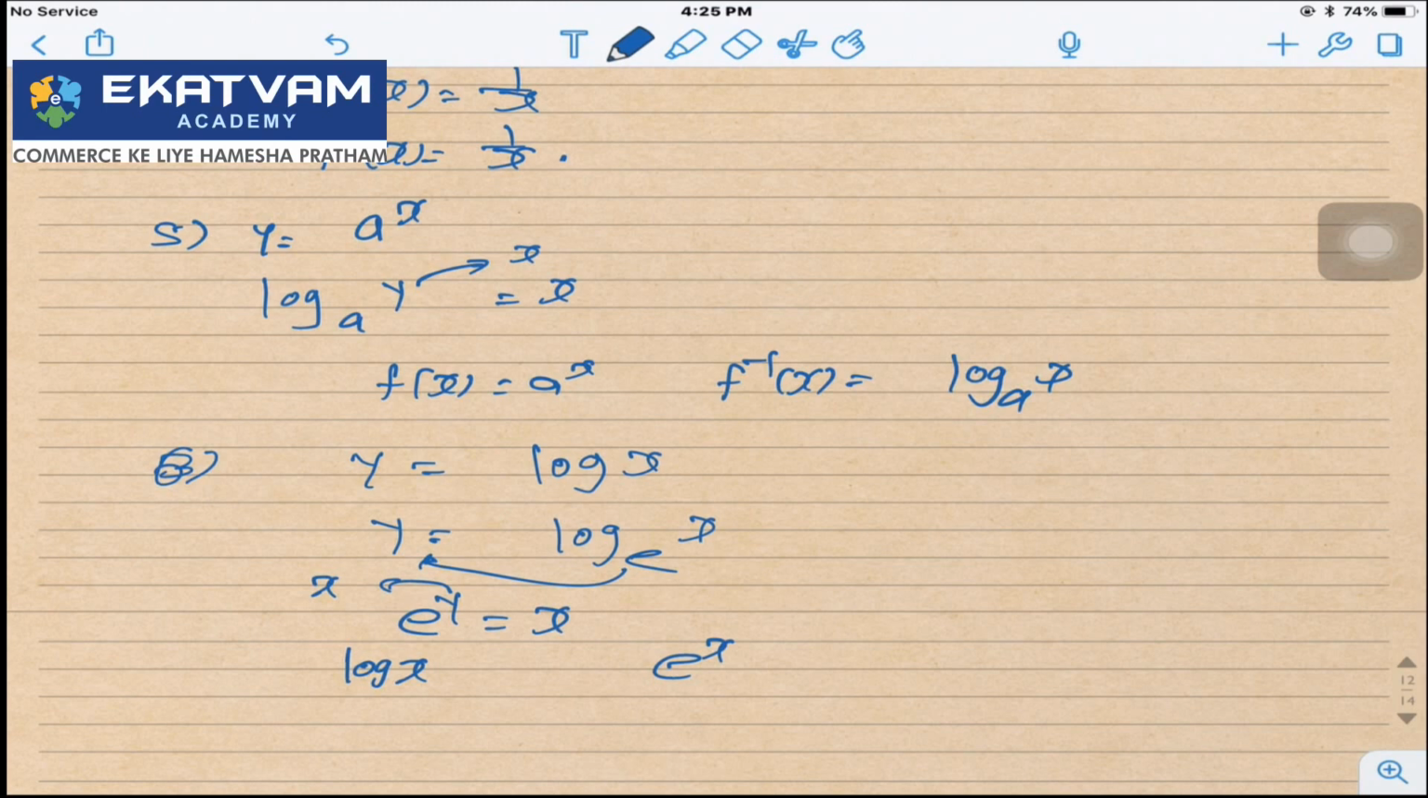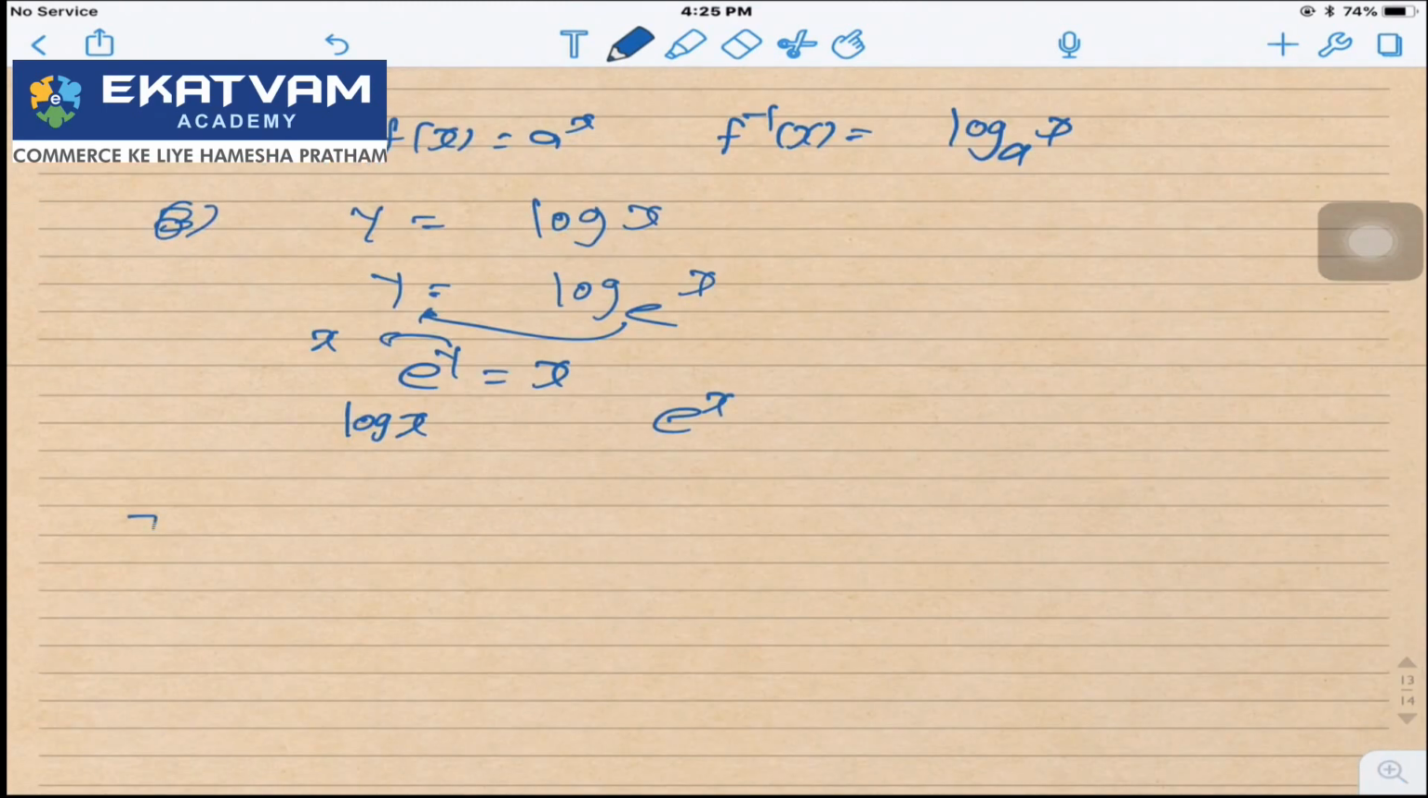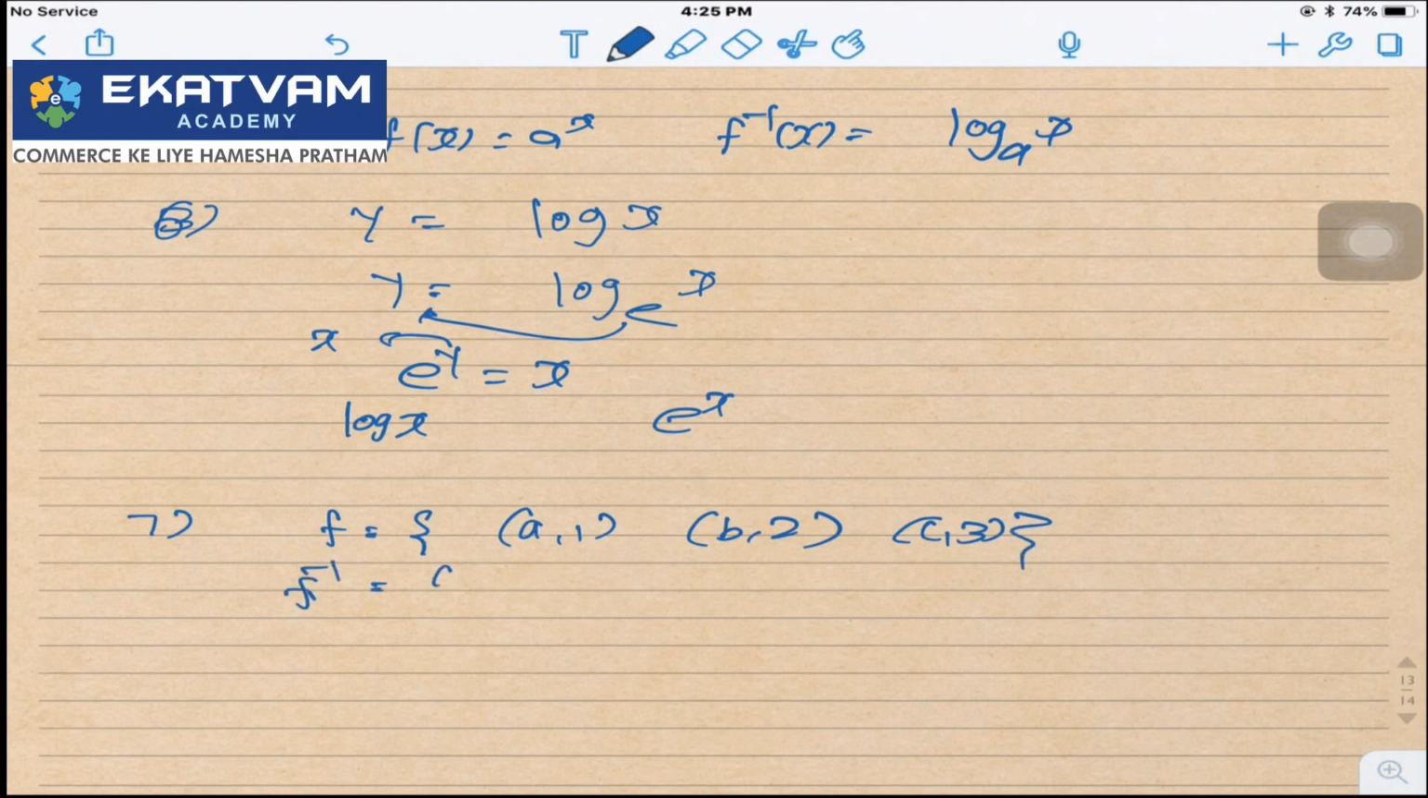However, if it is given as a set of pairs, then you just try to invert the order. (a,1), (b,2), (c,3). Tell me, what is f inverse? It's (1,a), (2,b), (3,c). That's it. तो सिर्फ order change करने के बाद, because x becomes y and y becomes x, domain becomes range and range becomes domain. Clear?